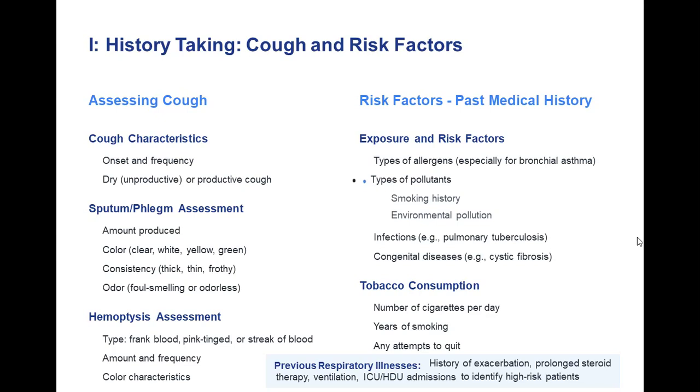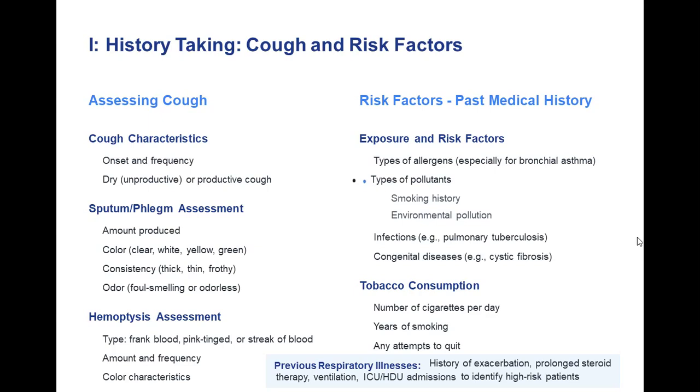Finally, if there is hemoptysis, or coughing up blood, note the type. Is it frank blood, a pink tinge, or just a streak? This helps differentiate minor irritation from significant bleeding, so noting the amount and frequency is vital. Moving to a proactive part of the history, we must identify the risk factors from the past medical history.